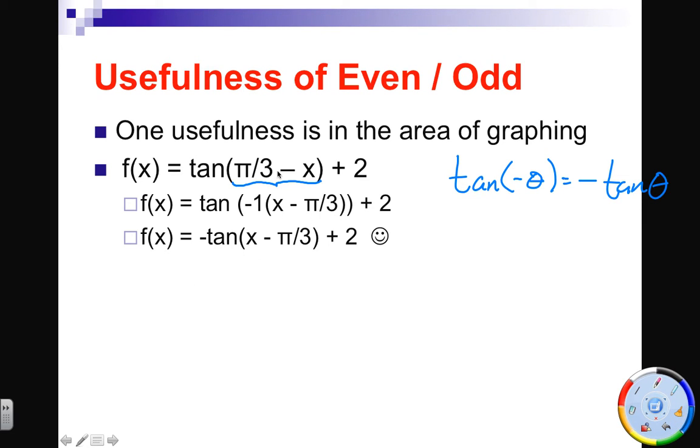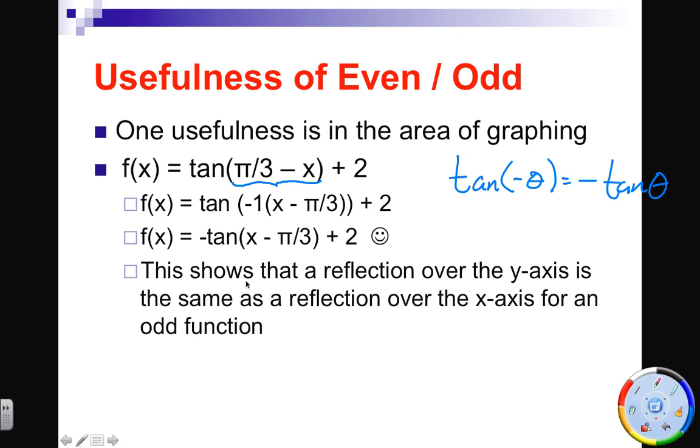Well, what this shows us, this negative x here, should have been a reflection across the y-axis. However, using even and odd, it actually shows that it's the same thing as a reflection across the x-axis. That's what I say here. So it shows for an odd function, if you reflect it across the y, it's the same as a reflection across the x. Okay, kind of nice, interesting thing to know.